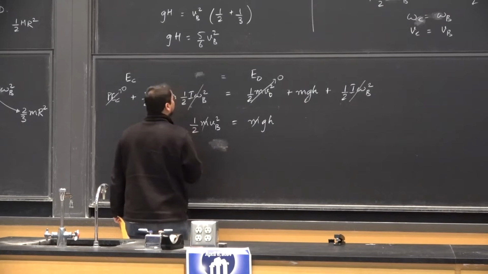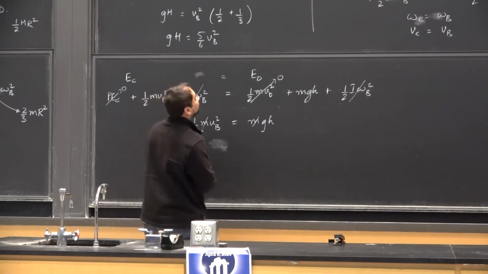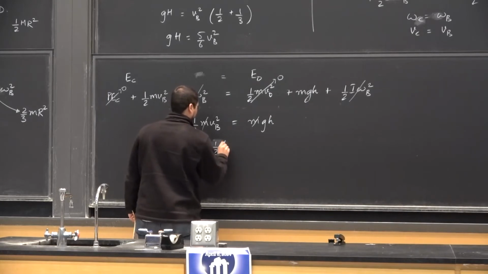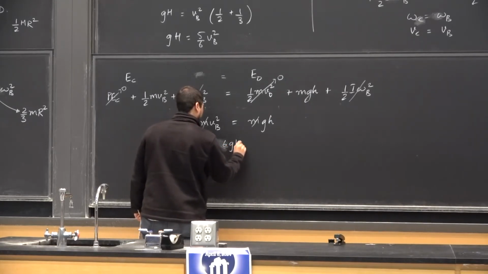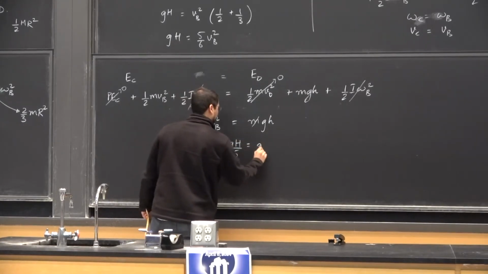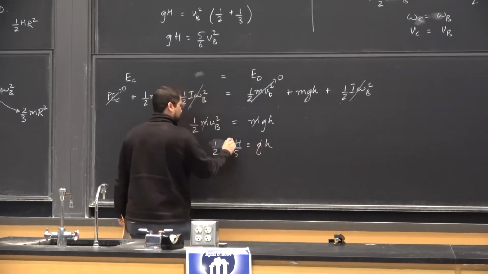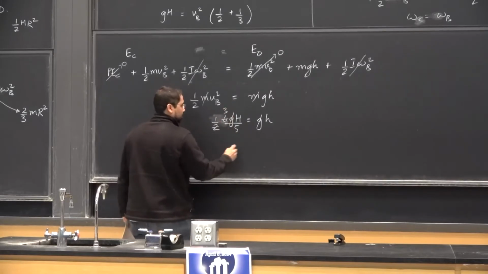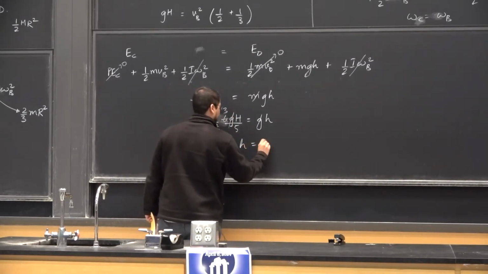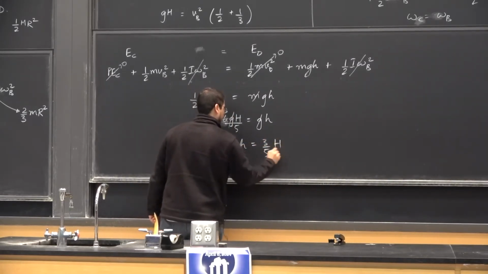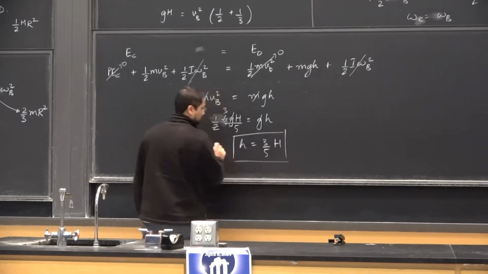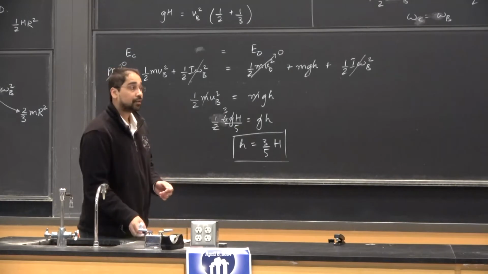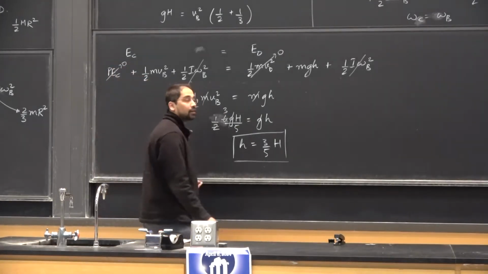So I know VB squared is 6gh over 5. Again, I can get rid of g from both sides. This will be a 3, so I have h's. It only goes up 3/5 of the way. It doesn't go up all the way to the height that A is at.